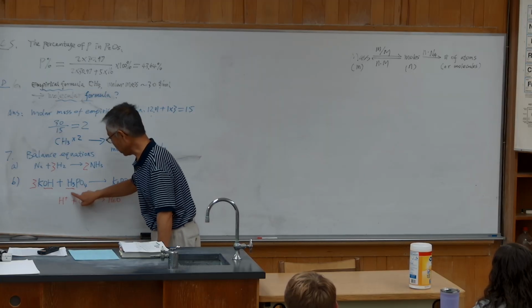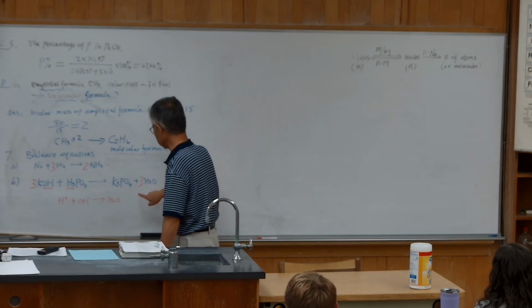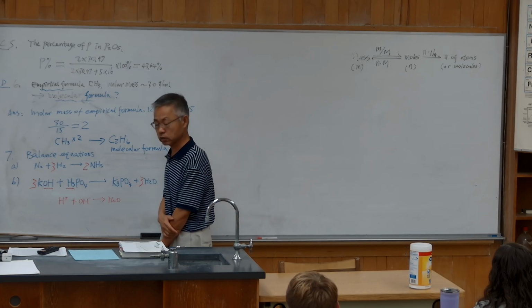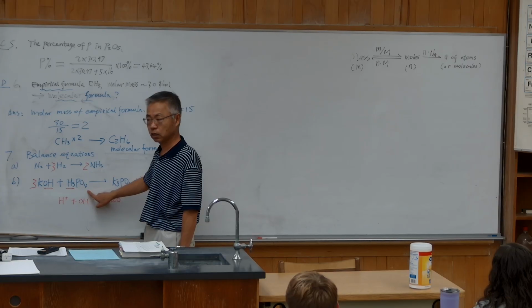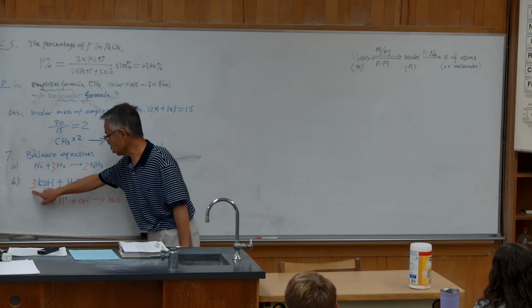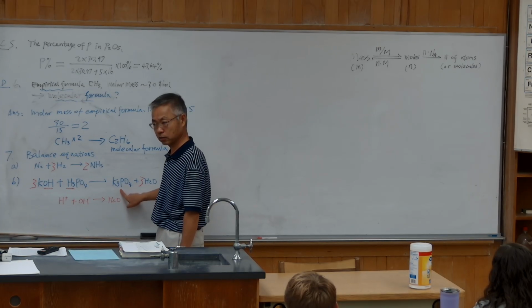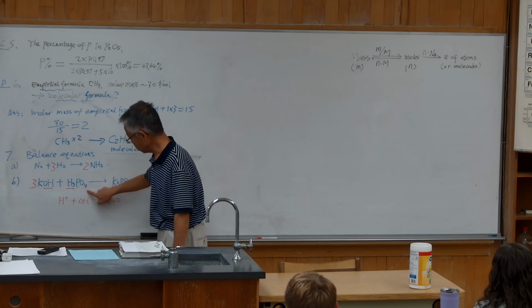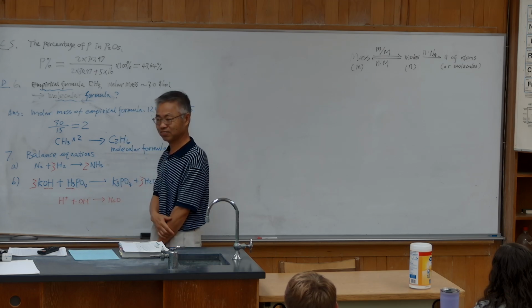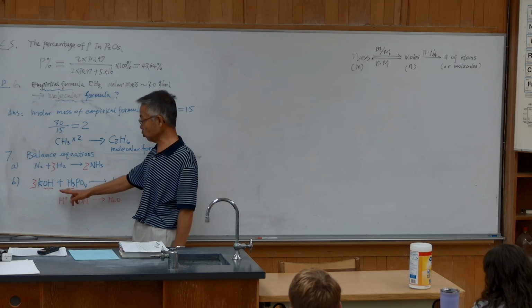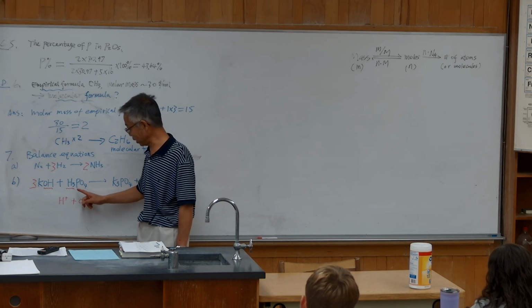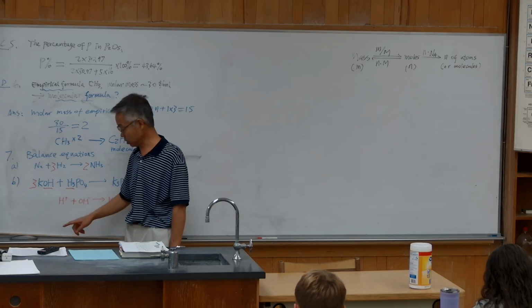So three hydrogen ions and three hydroxide ions produce three waters. The rest is potassium and phosphate, Q4. Are these two balanced? Three potassium. Yes, three potassium. Q4 is balanced. Okay.